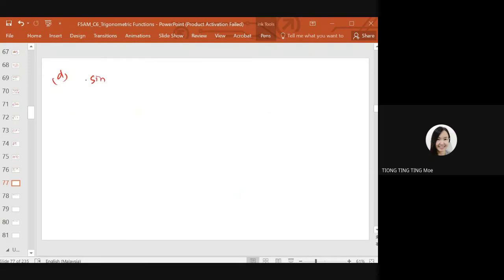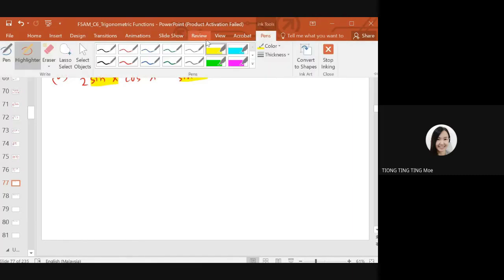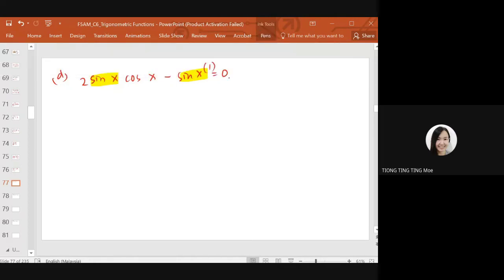Okay, then your D now. 2 sine x cos x minus sine x equal to 0. Look at this question. We have to change it into a simple form first. Then how to simplify it? You see, these terms have a common factor, which means we can factorize them. We factorize the sine x out. So we get sine x times 2 cos x minus 1. We can say that sine x equal to 0 or 2 cos x minus 1 equal to 0. So from here, cos x equal to 1 over 2, or 0.5.